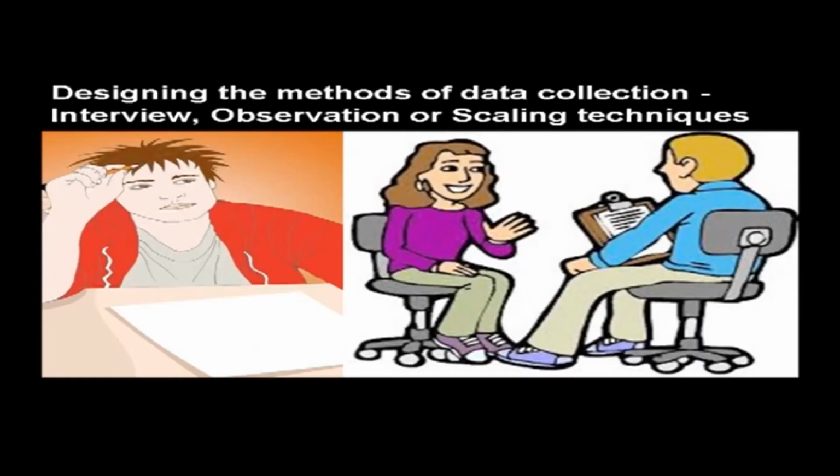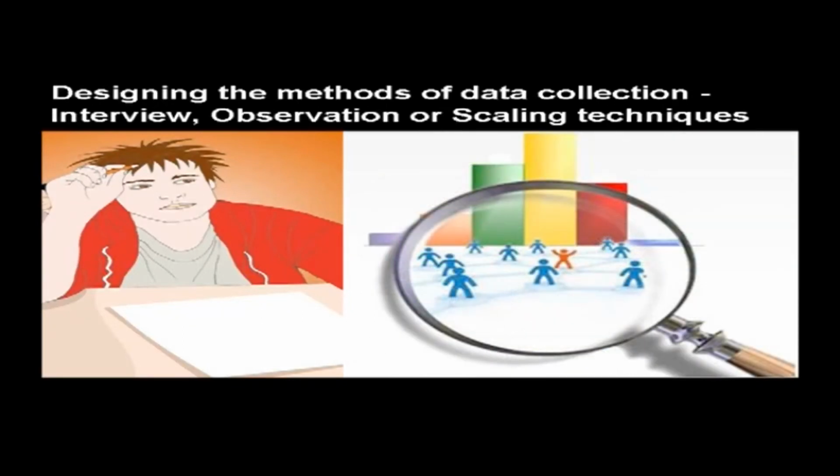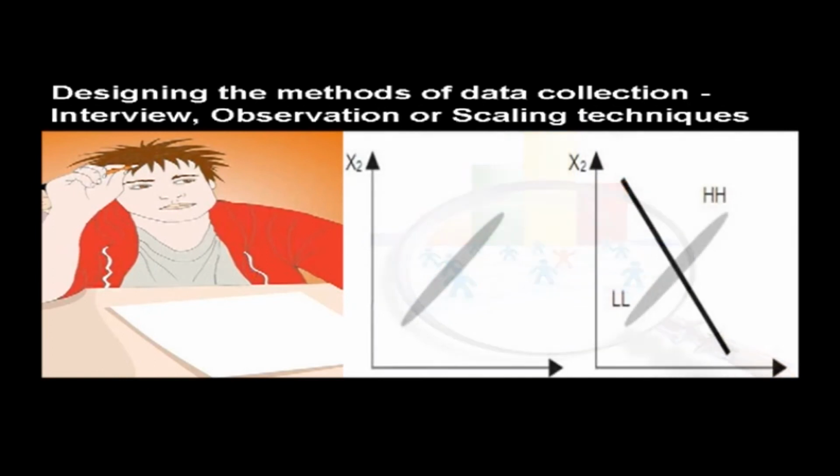The second one, designing the methods of data collection. After formulating the objectives, the researcher gets a clear idea about what actually he is going to study. Now, he must decide how he is going to collect the relevant data. The required data must be obtained with the help of a suitable technique. He must choose the one that is most appropriate for his own study from all the available methods of data collection like interview, observation or scaling techniques. Students, all these methods of data collection will be explained to you later.